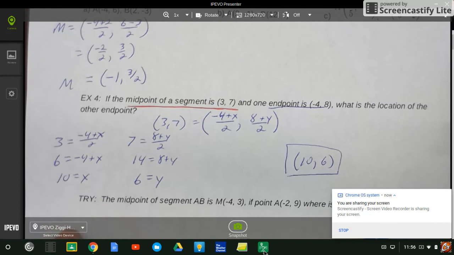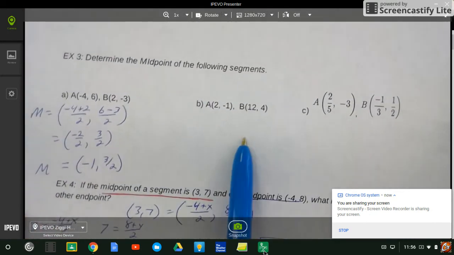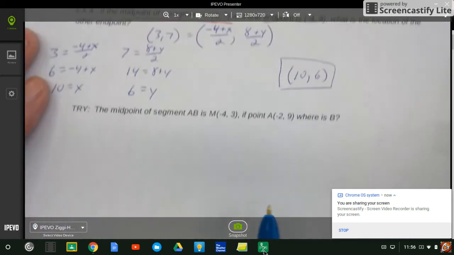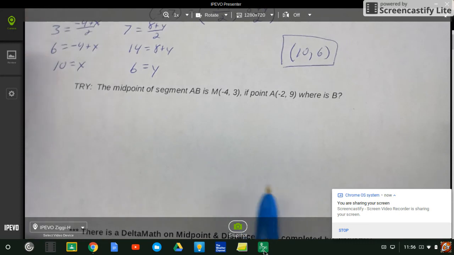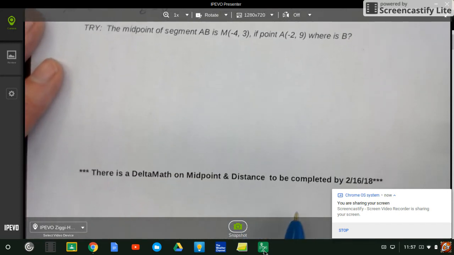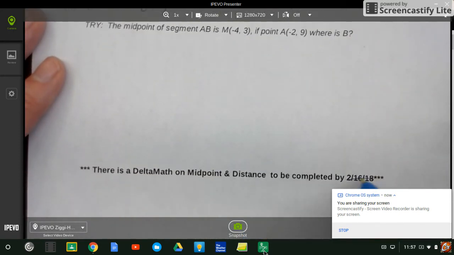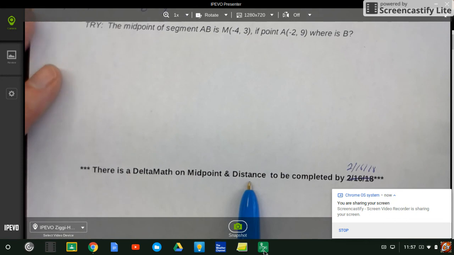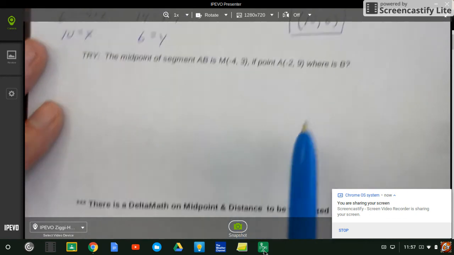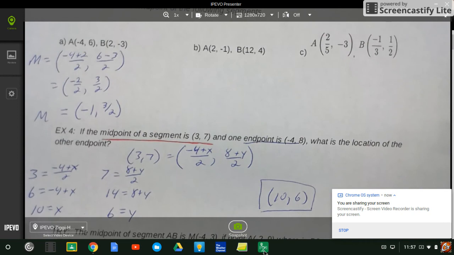So you're going to try one of those too. Try and find those midpoints and then find the endpoint. After this is all said and done, there will be a Delta Math. Ignore that date. We're going to make this one due. Actually, you know what? We will keep that due on about the 16th or so. So that'll give us some practice. Not too bad. It's a few problems on both midpoint and distance. Go for it.